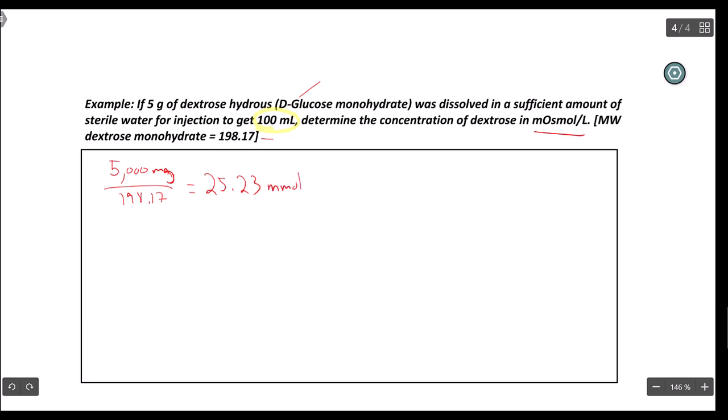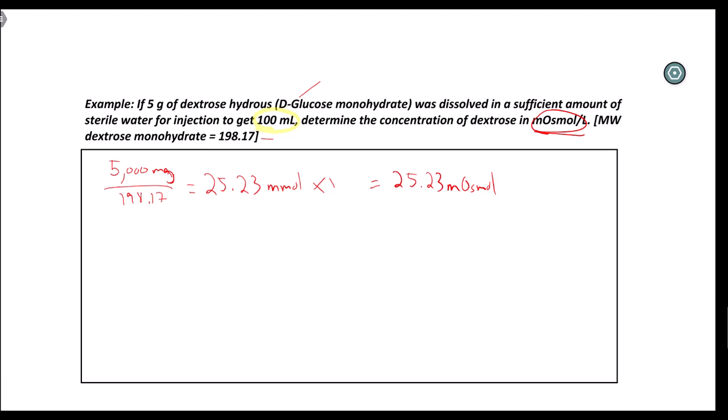When I go from millimoles to milliosmoles, I multiply by the number of species in solution. The number of species that D-glucose goes into is 1. Why? Because it's not an electrolyte, so when you put it in a solution, it's not going to dissociate. So this times 1 gives me the same 25.23 milliosmoles. Now that's the amount of milliosmoles per 100 mLs.